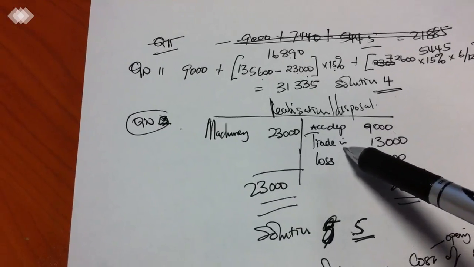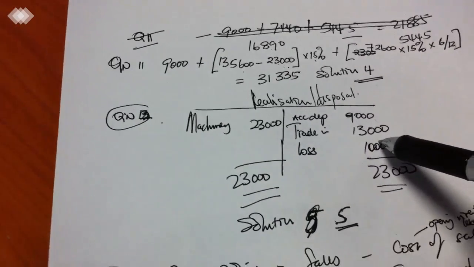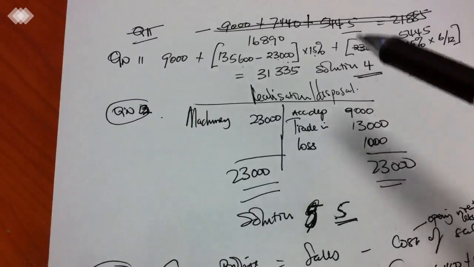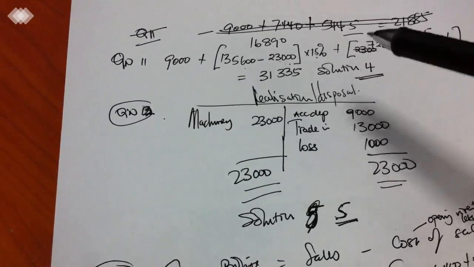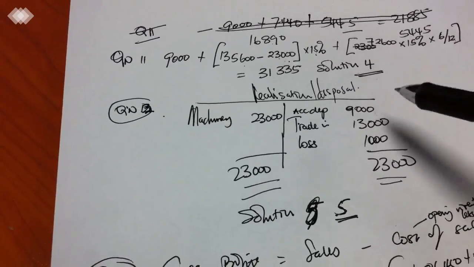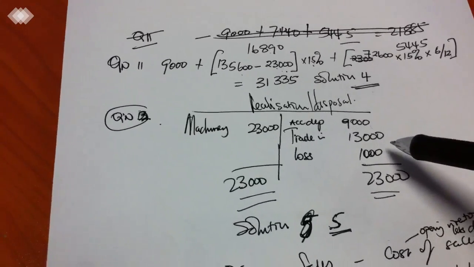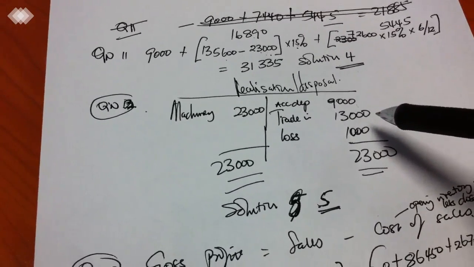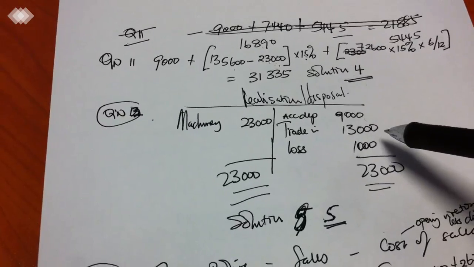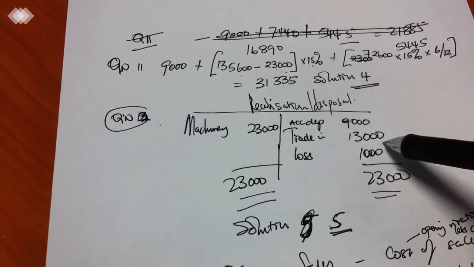So instead of getting cash, we actually trade in. The trade in is more like you're exchanging for another thing. So you give a value, or you have a value for the asset that you're giving in for trading in purposes, which is that.